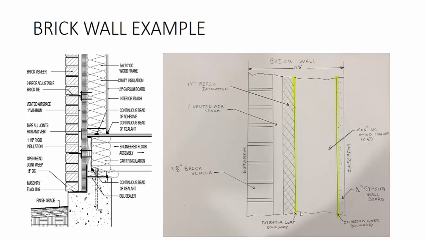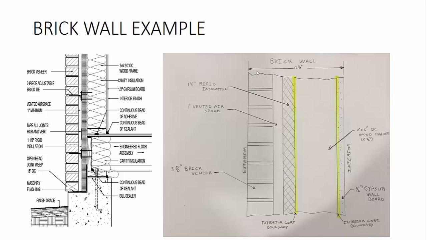I want you to use a marker or highlighter, and I want you to highlight your core boundaries. So your core boundaries are where your structure is. In this case, the structure is the 2x6. So I'm just highlighting these two lines, and when you get into Revit, they're going to be highlighted in green.